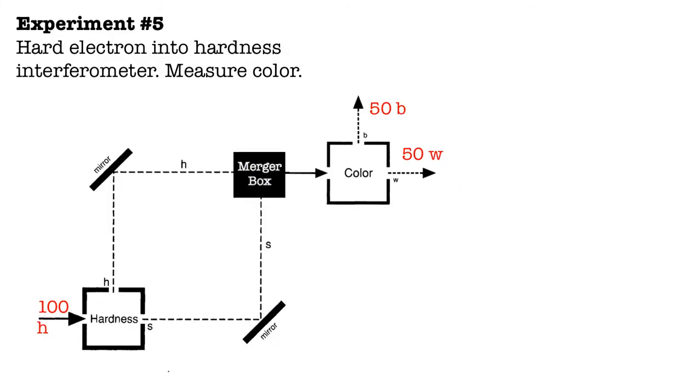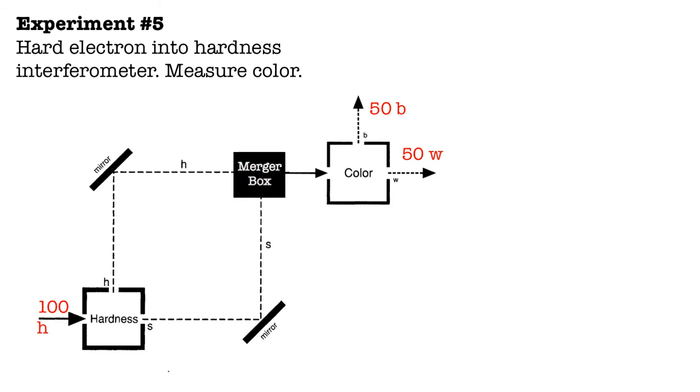Okay, so we're going to build another experiment using the hardness interferometer. And this time, instead of measuring hardness at the output, we're going to measure color. And also, instead of injecting 100 white electrons, we're going to inject 100 hard electrons, okay? When we do this experiment, what we find is that at the output, we have half of the electrons exiting the blue port and half exiting the white port.